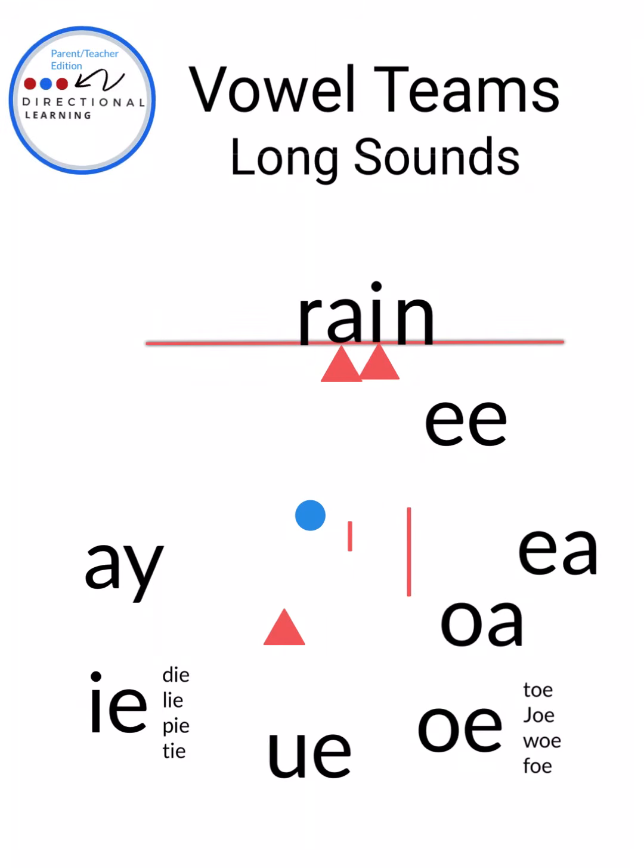So let's go teach the student what happens when we have 2 red letters next to each other. Notice it's different than a CVC word. There's no blue fly next door, and there's 2 red letters right by each other. So let's go teach the student what to do when they have vowel teams in a word.